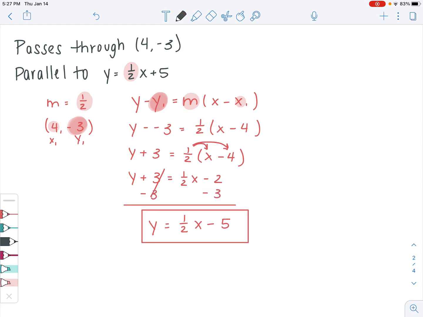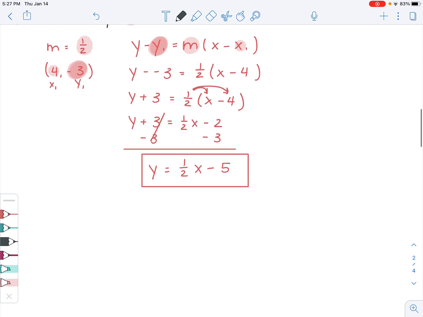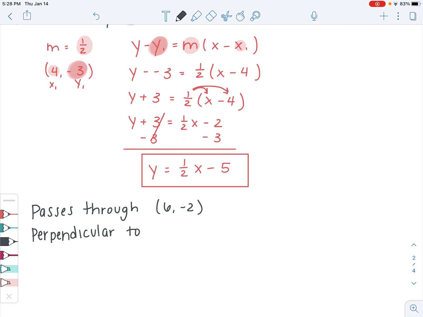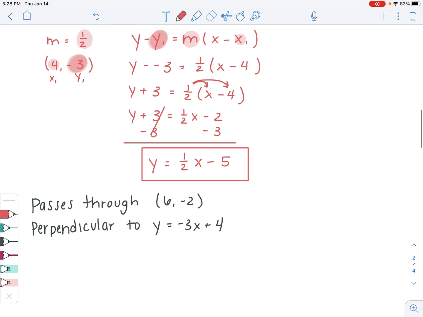now leads us to the next one, which says passes through (6, -2) perpendicular to y equals -3x plus 4. So I'm going to do the same thing. I'm going to say, okay, I need my slope and I need a point.